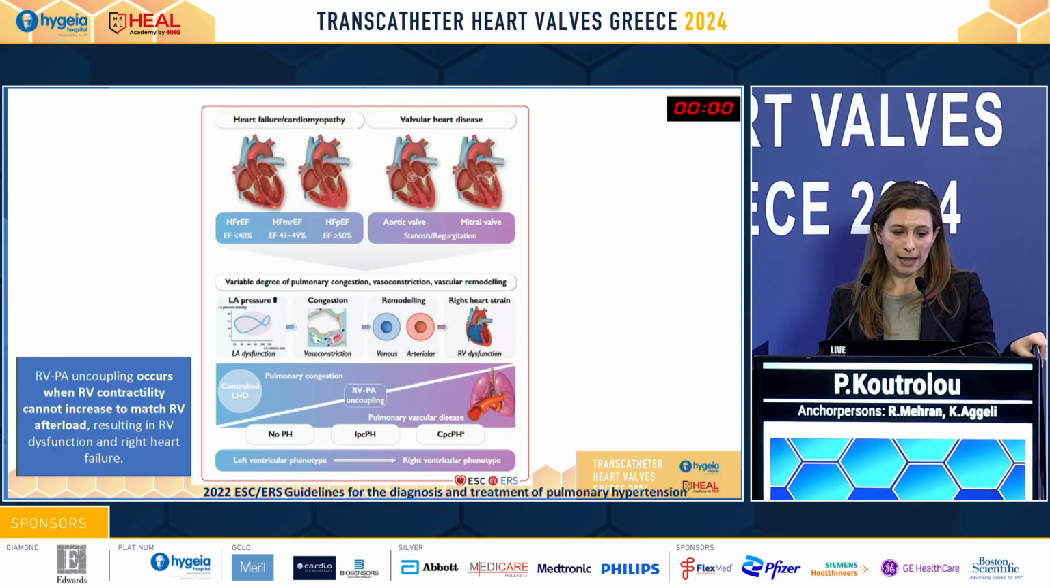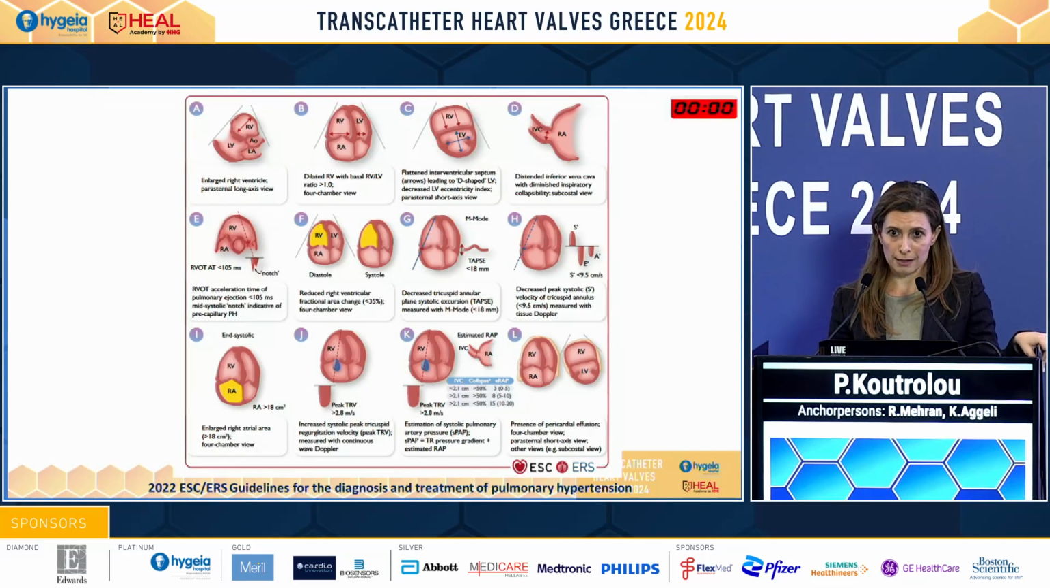There is the RV-PA uncoupling that occurs, for example, in pulmonary arterial hypertension, when there is hypertrophy of the smooth muscle cells in the pulmonary arterioles. So there is a lot of remodeling, and as a result, the afterload in the lungs increases, and there is a problem for the RV to eject the blood into the lungs. So these are important things to remember and account for when we have a patient in front of us.